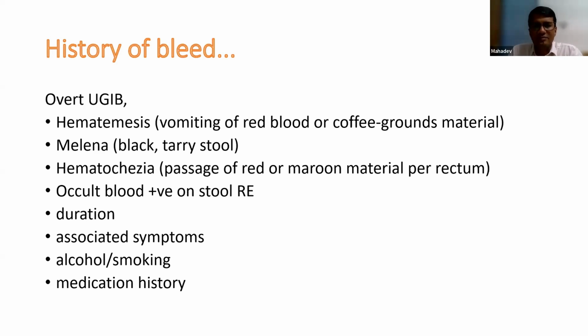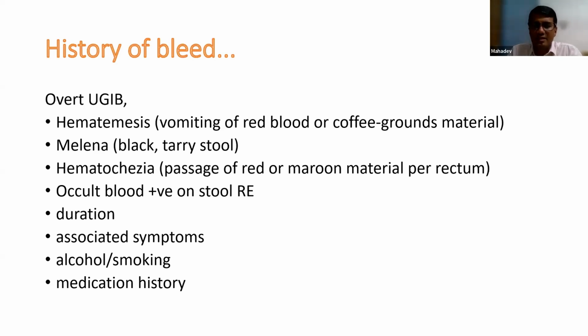Then the overt causes of upper GI bleed include hematemesis, that is vomiting of red blood or coffee ground material. So we need to differentiate whether it is fresh blood or altered blood. Is it associated with melena? If it is associated with melena, what is the color of the melena? Is it bright red? Is it tarry stool? Is it black? So all these things we have to know.